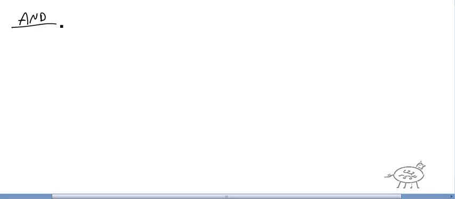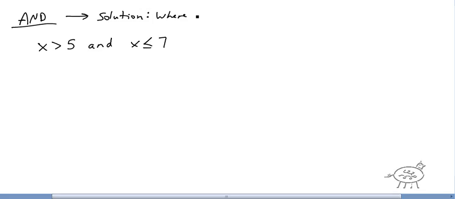Okay, so let's start out with a basic problem that's really already solved. If I have x is greater than 5 and x is less than or equal to 7. Now the key here for an AND problem, the solution to an AND problem is basically where, whenever you graph it, the lines overlap.